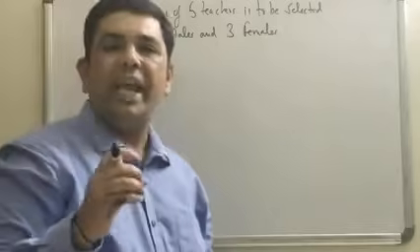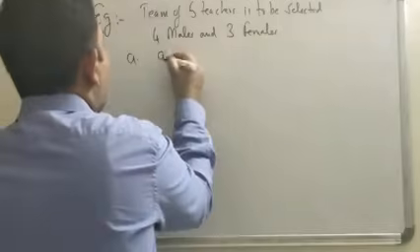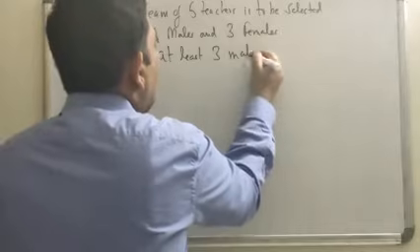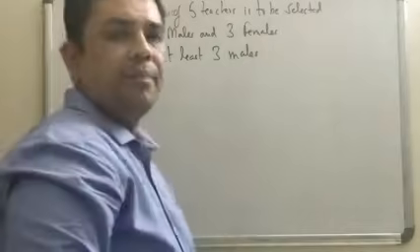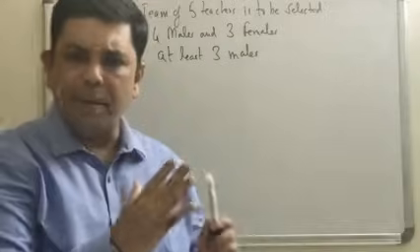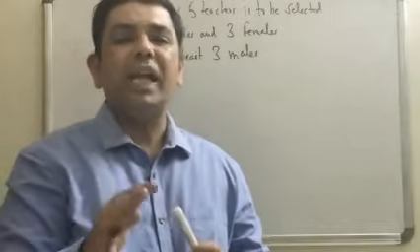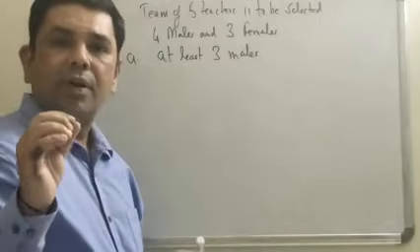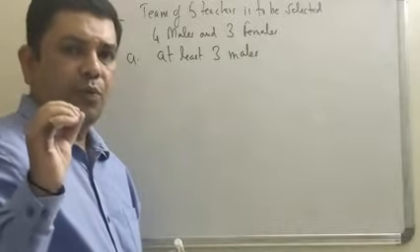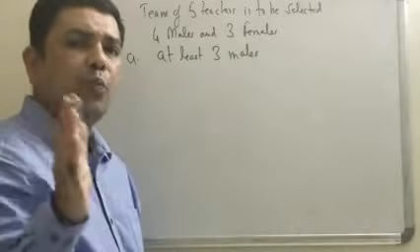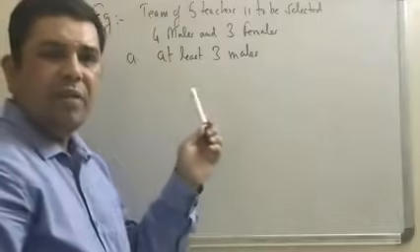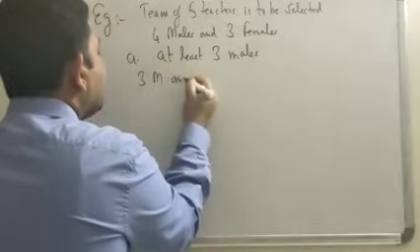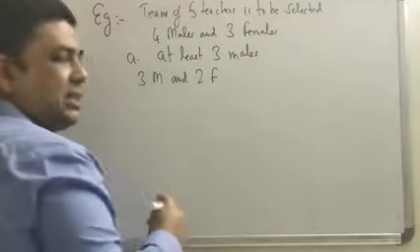In how many ways can this be done such that the team has at least 3 males? A very simple question. Now, what are you supposed to do? You are supposed to approach this very logically. Team of 5 teachers, at least 3 males. So what we'll do? We'll say 3 males and 2 females.